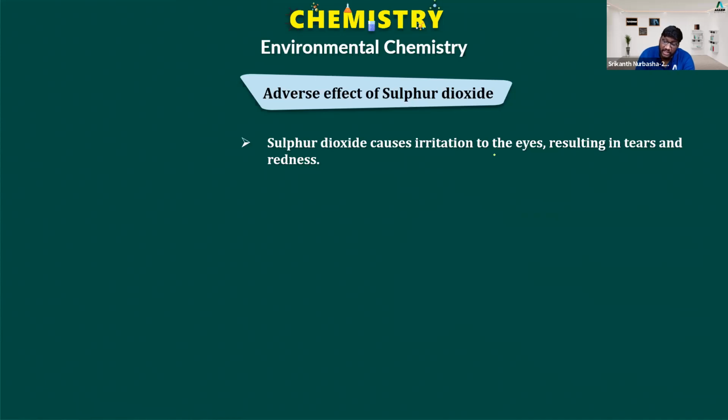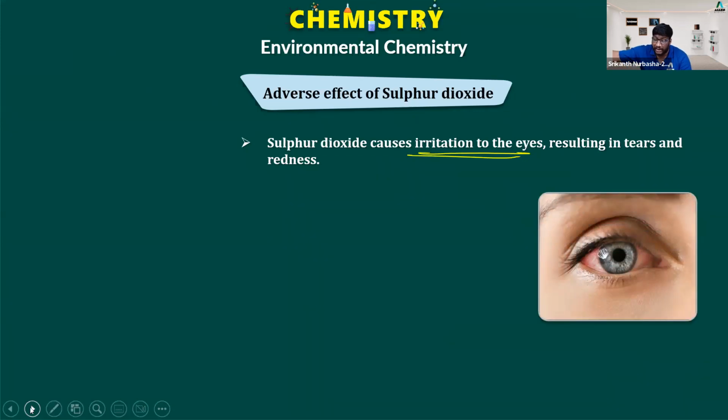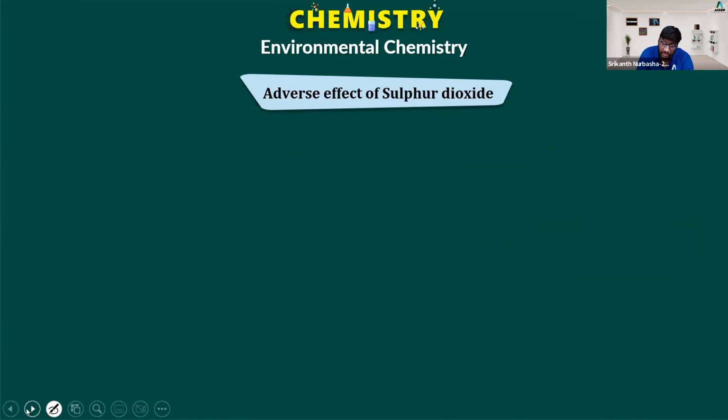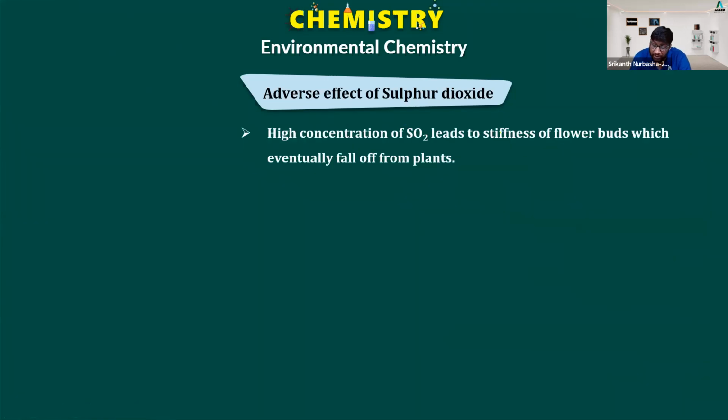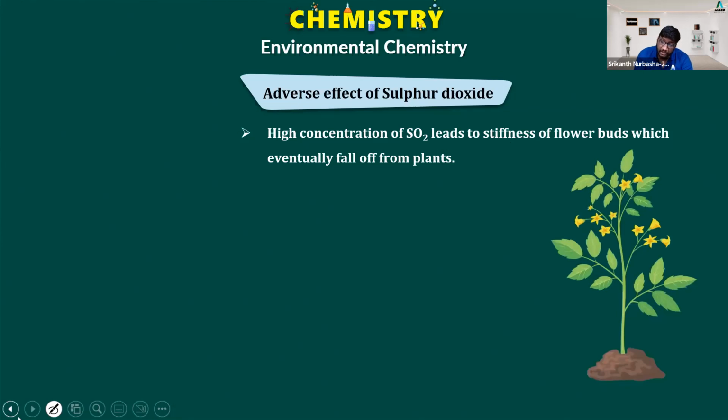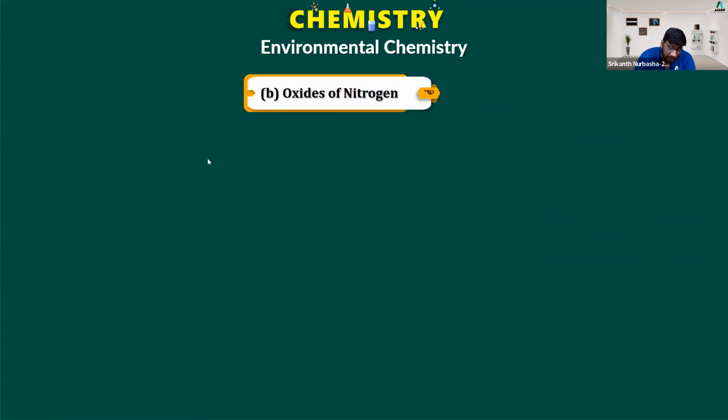Sulfur dioxide causes irritation to the eyes, resulting in tears and redness. The eyes also become red, and it will be giving irritation to the eyes, resulting in more tears. High concentration of SO2 leads to stiffness of flower buds, which eventually fall off from plants. For human beings, we have different types of diseases like asthma, bronchitis, emphysema, and also irritation in the eyes and tears. And plants also get affected. The flower buds will become stiff and they will ultimately fall down because of the presence of sulfur dioxide. Is that clear or not?